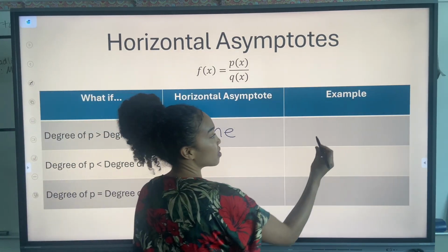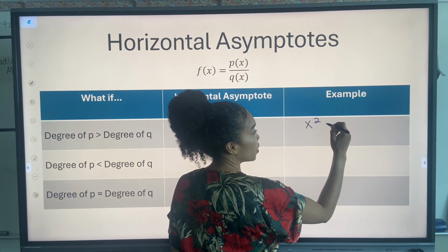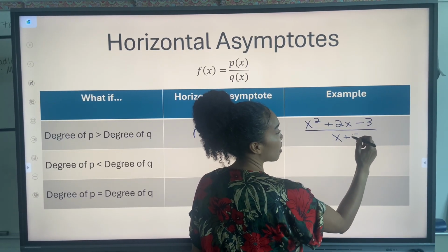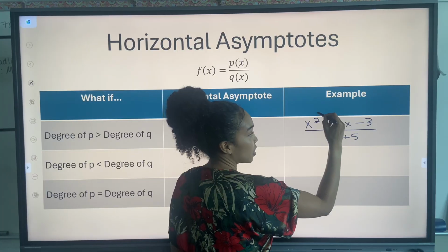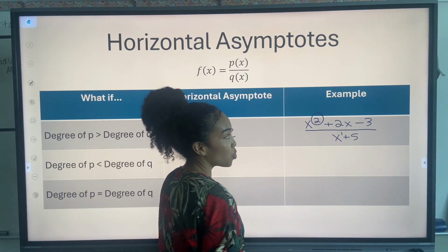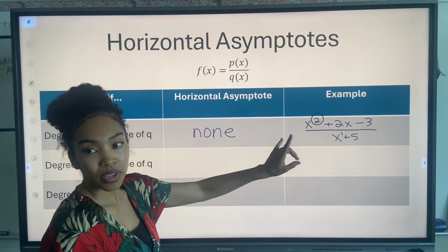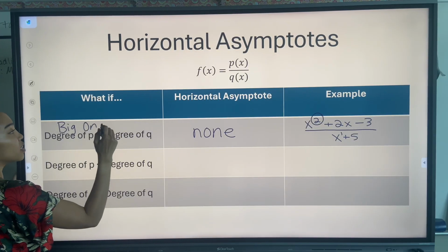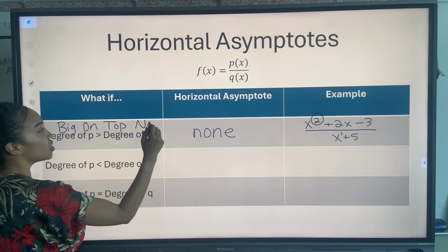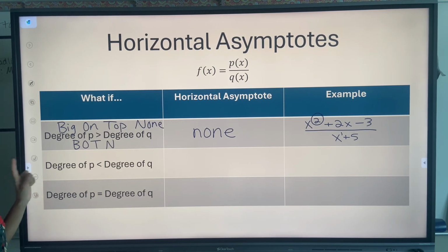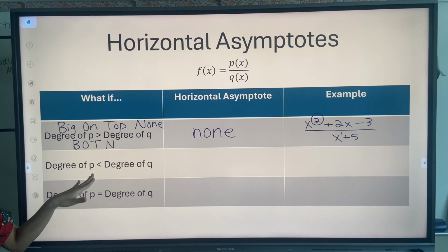An example of this: let's say you have x squared plus 2x minus 3 in the numerator and x plus 5 in the denominator. The leading degree here is larger than this leading degree. So whenever the degree is bigger on the top, you are not going to have a horizontal asymptote. If it's big on top, your answer is none. Big on top, okay?